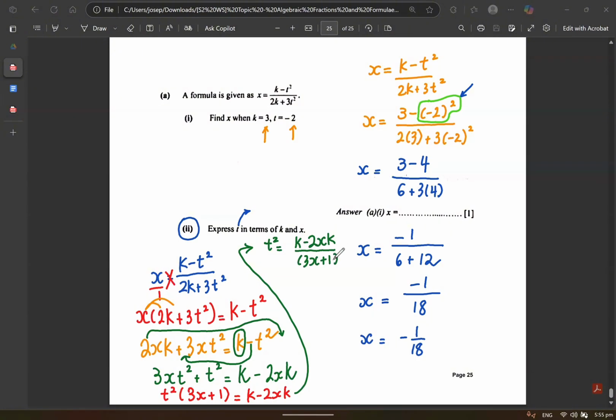All right, of course, once you're done with this, what you're going to do is, t is equal to the square root. More importantly, you're going to have a plus and minus, square root of k minus 2xk over 3x plus 1. Can you understand? All right, and that's how you would do a question like this.